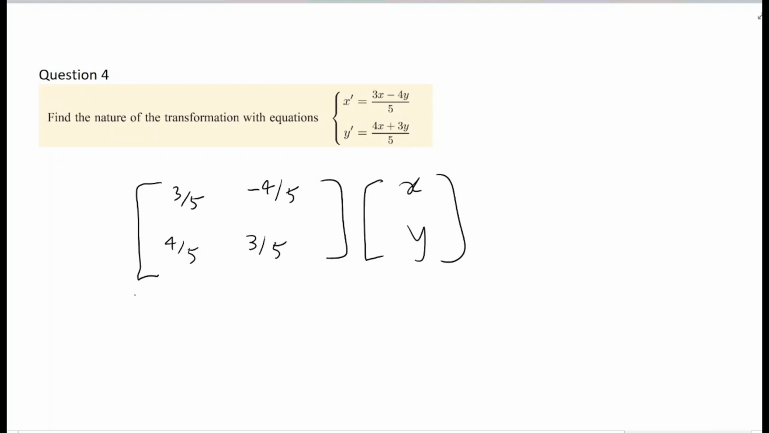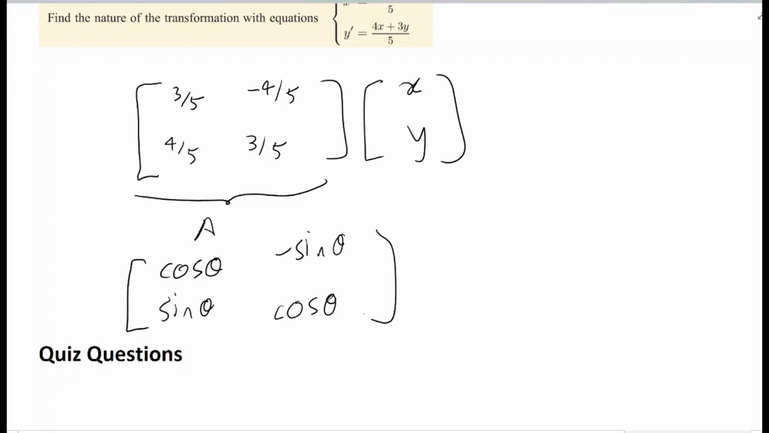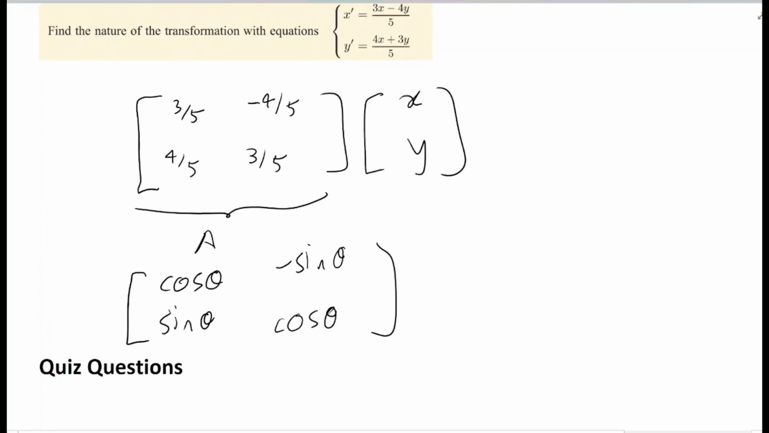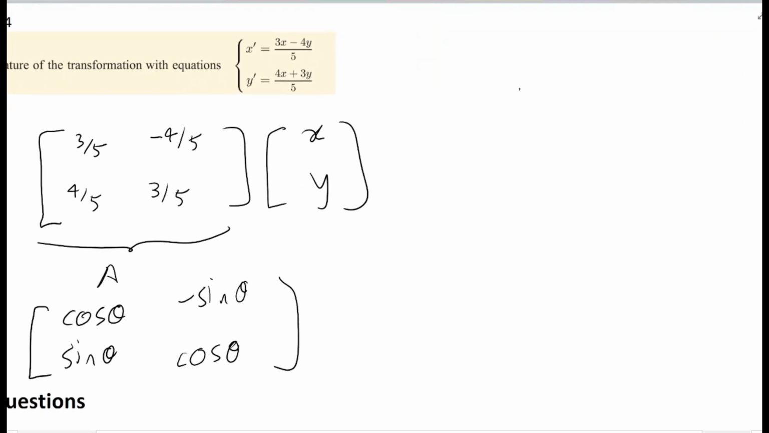So this is the matrix that we call A, and we have to figure out if it matches the form cos of theta, minus sine of theta. Now it's not guaranteed this is going to be a rotation, this transformation, but it turns out that it is because it has this form. And the really key thing is that the determinant of A should be 1. So does the determinant of A equal 1? That will help us decide whether it's a rotation.